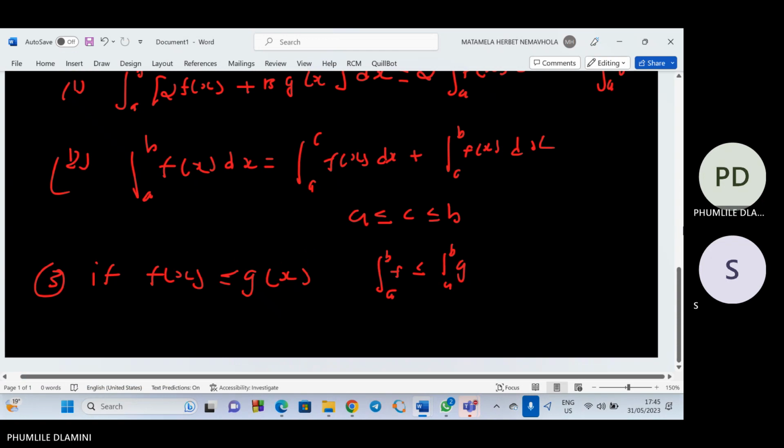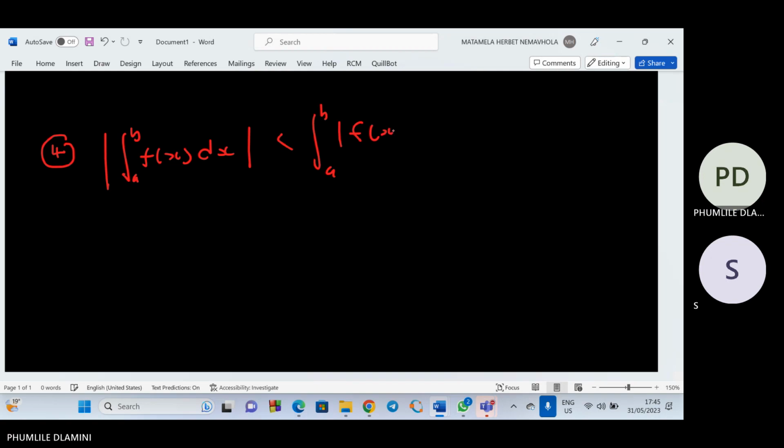And one more. These are just properties: the absolute value of the integral from a to b of f of x dx is less than or equal to the integral from a to b of the absolute value of f of x dx. You must remember that. It will also help in some other subjects. So the properties, we are done with them.